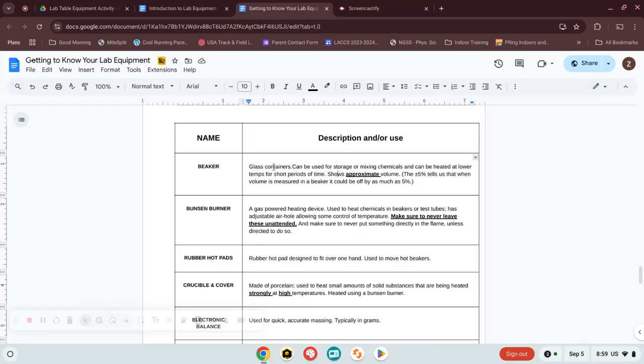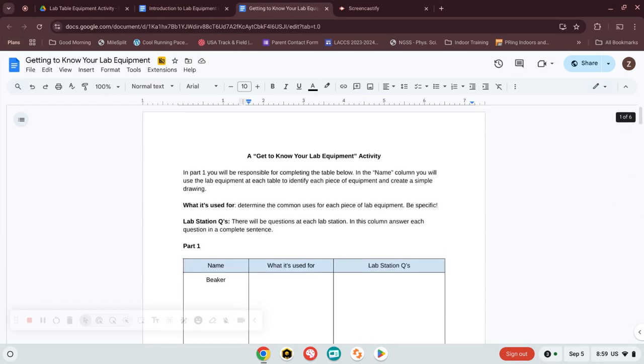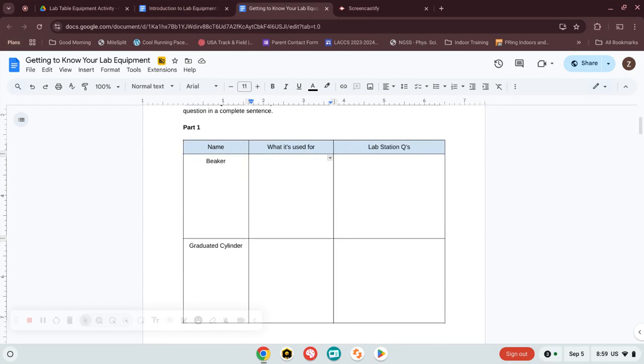It says beakers are glass containers. They can be used for storage or mixing chemicals. That sounds important, right? So I'll just jump up here right away and start typing, or you guys will start writing. Beakers are used for mixing and storing chemicals.